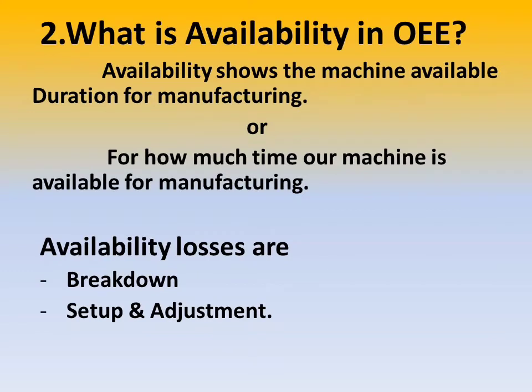What is availability in OEE? Availability shows the machine available duration for manufacturing, or for how much time our machine is available for manufacturing. Availability major losses are breakdown, setup and adjustment.